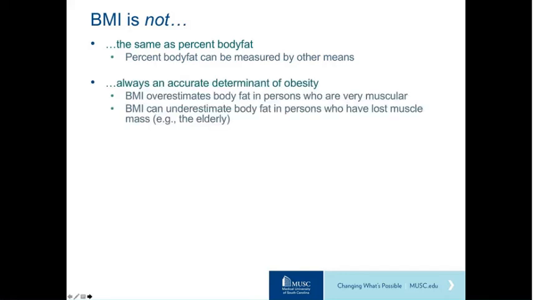Another limitation is that BMI does not always accurately classify somebody as having too much or too little body fat.